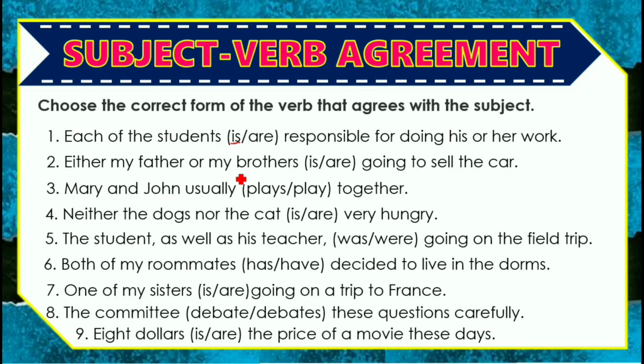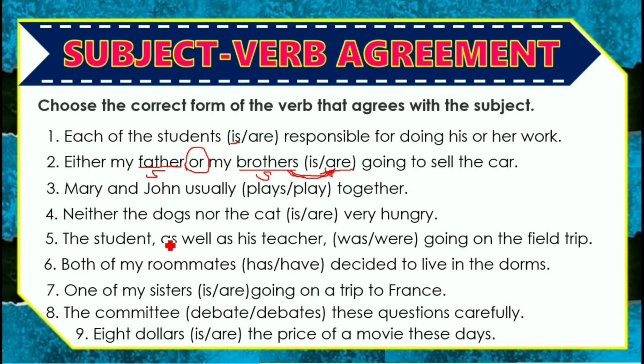Number 2. Either my father or my brothers are going to sell the car. So what is your answer? The correct answer is are. And why are? Let's go back to our rule. When you have two subjects joined by the word or, you need to match the verb with the last subject in the list. So the first subject is father, the second subject is brothers. Father is singular while brothers is plural, and brothers is the last in the list, so you need to take are as your verb.